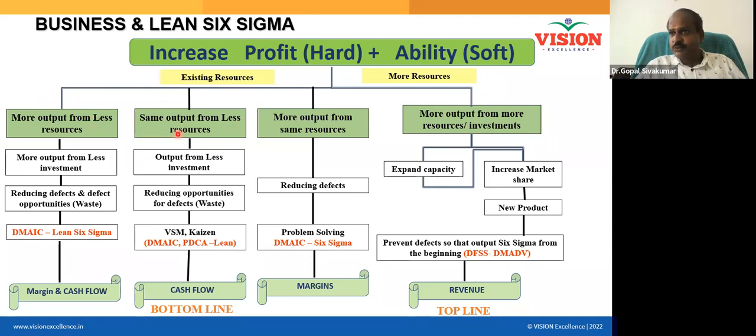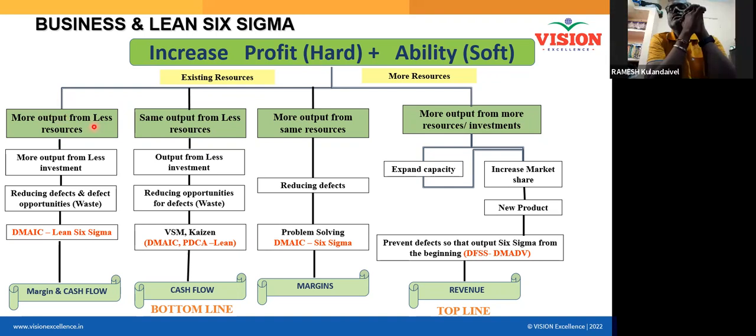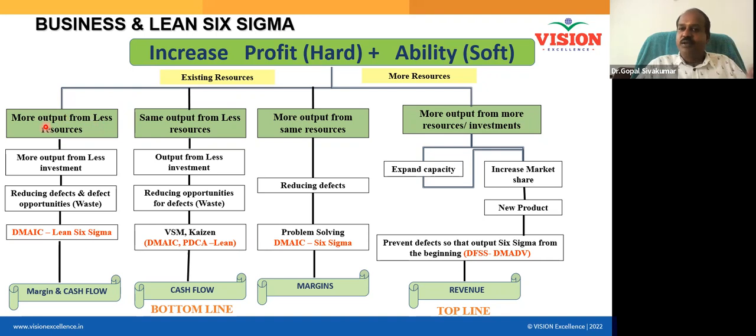Let me use this one first. Same output using less resource. Now the project is lean. More output and at the same time less resource. That means it is both lean and Six Sigma. Why? How are you able to get more output? Because now you have reduced the defect.